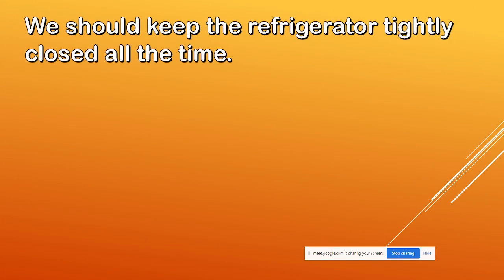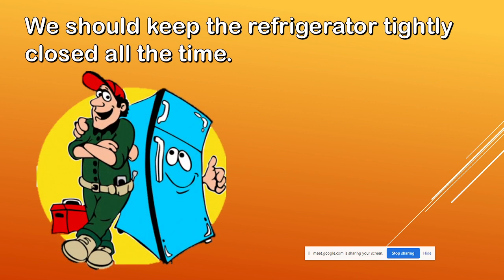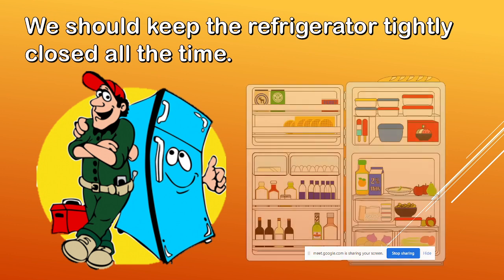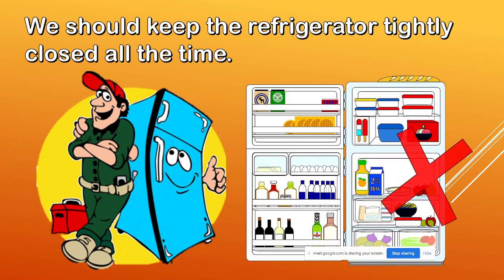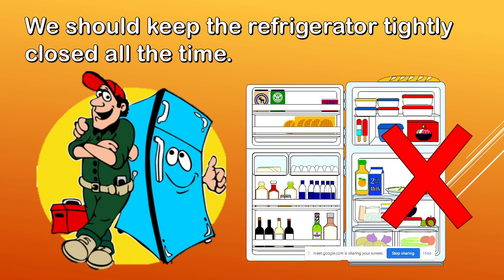We should keep the refrigerator tightly closed all the time. When you say we should keep the refrigerator tightly closed, close the door properly. Do not leave a space open, right? Because do you know refrigerators use a lot of electricity, just like aircon? Because refrigerators have to be cold, right? They have to be cold. So in order to make it cold, they work hard. They use a lot of electricity to make the refrigerator cold.